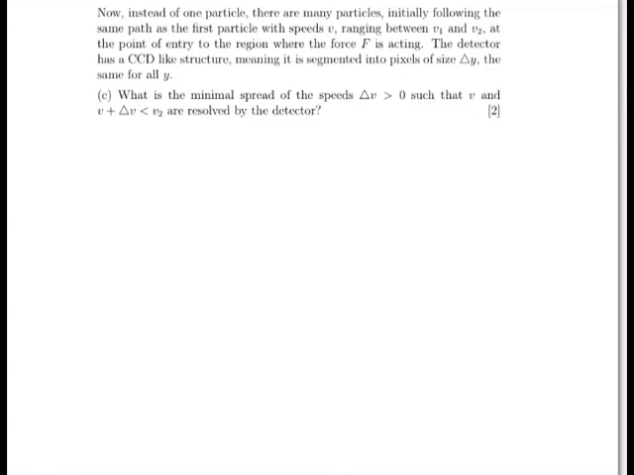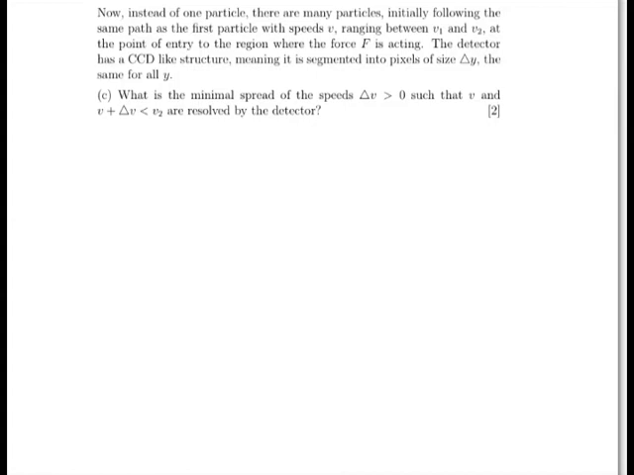if some of the speeds are too close together, then therefore their y's, their distance along the detector, will be too close together as well and will land within the same pixel. So what we want to find out is what is the necessary minimum spread between different speeds such that the particles are guaranteed to land in different pixels.